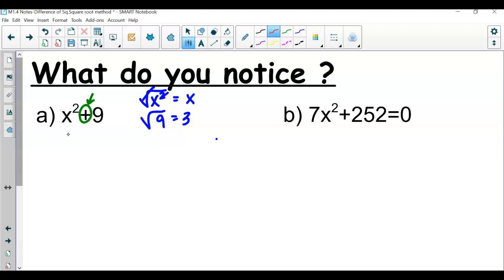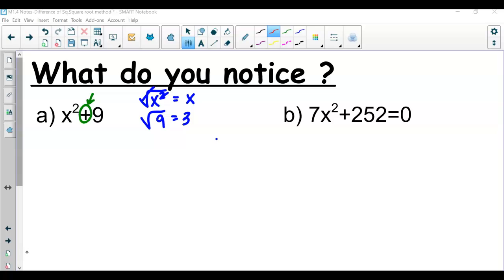So I'm going to go back to A and let's take a look at B. What I want you to do is go ahead and pause the video, solve B like it's a square root method, all right? So go ahead, pause the video, solve for x, and then we'll talk about what you notice.